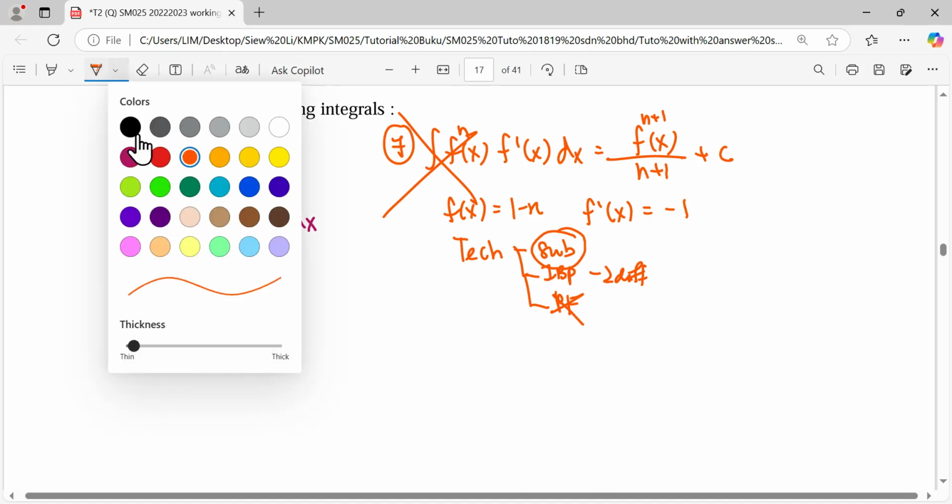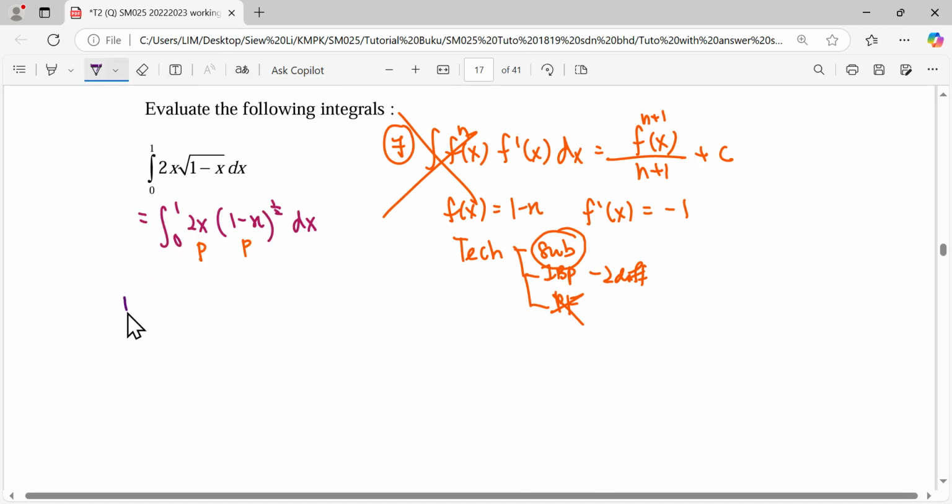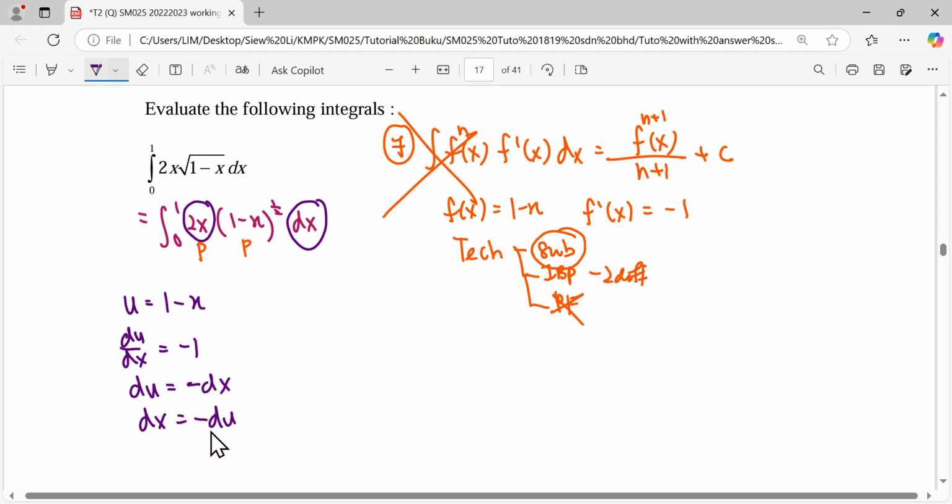So we start our substitution. Substitute u as f(x) here, 1 minus x. Then we are going to substitute what is our 2x, what is our dx. To substitute dx, we differentiate u with respect to x, and we get negative 1. So du equals negative dx, therefore dx is negative du. Then what is our x here? From u equals 1 minus x, negative x will be equal to u minus 1. So x will be 1 minus u.